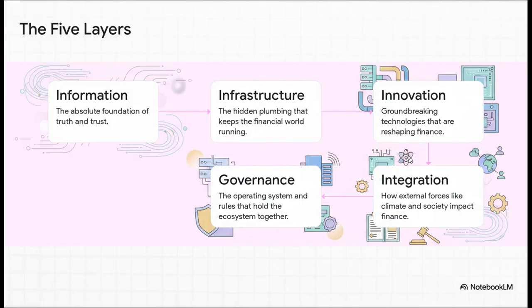Now, to make sense of this huge, complex ecosystem, the framework breaks it all down into 5 interconnected layers. As you can see, we start with information at the bottom, build up through infrastructure and innovation, then connect to the outside world with integration, and the whole thing is held together by governance. This is basically our roadmap for the journey.